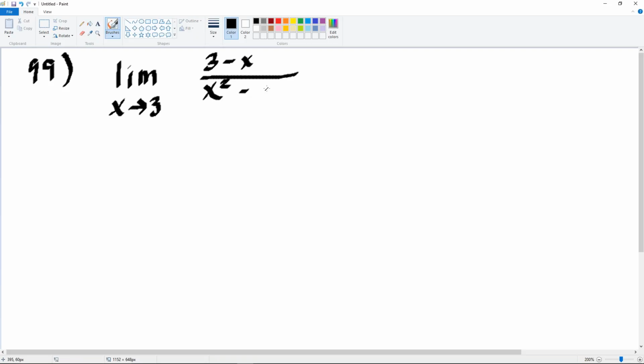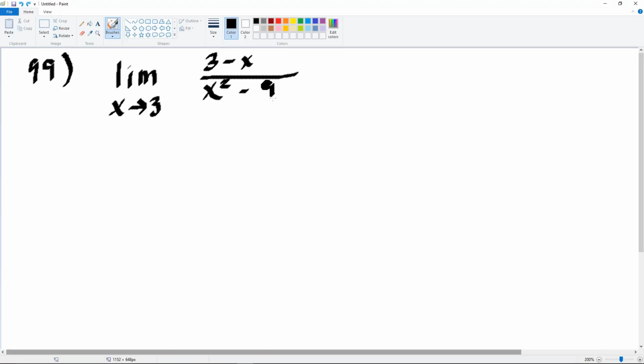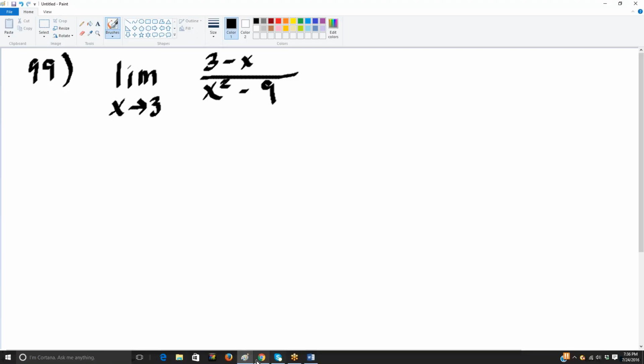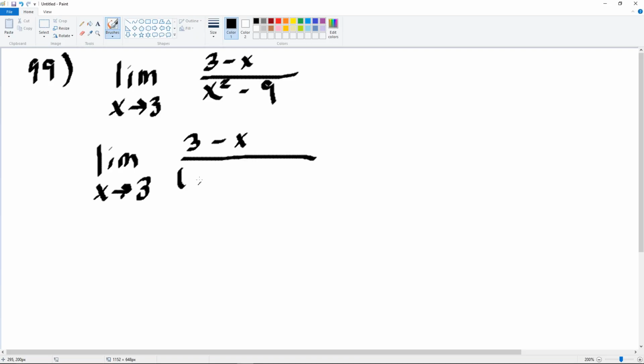Does direct substitution work? No, sir. No, it doesn't, because it gives you division by 0. So we have to factor. The next step would be to factor, and you have the limit as x approaches 3 of 3 minus x over x plus 3, x minus 3.